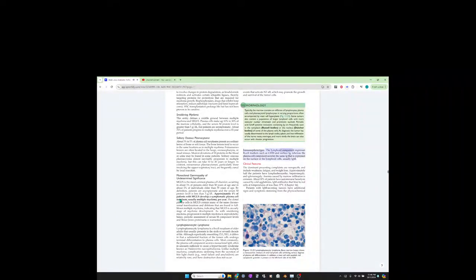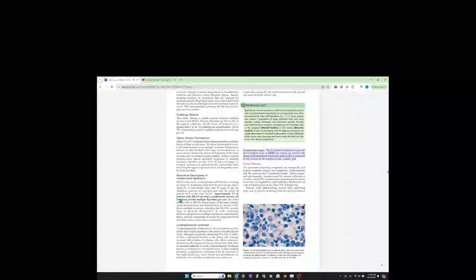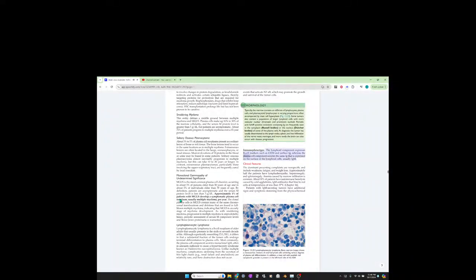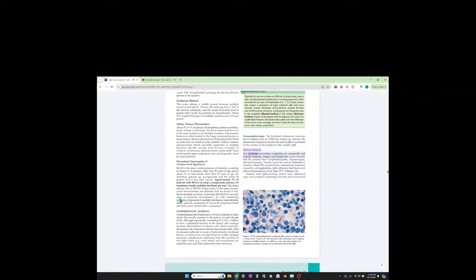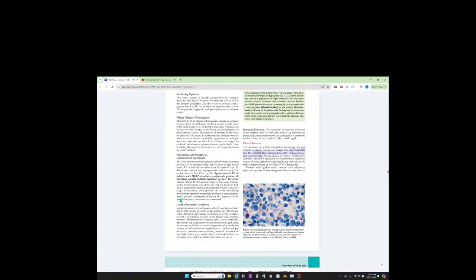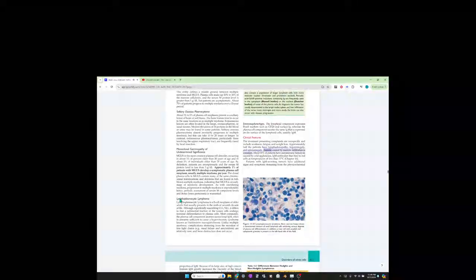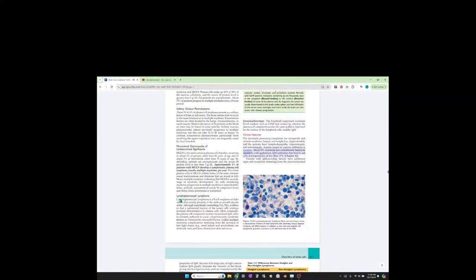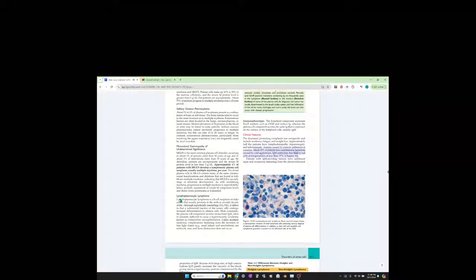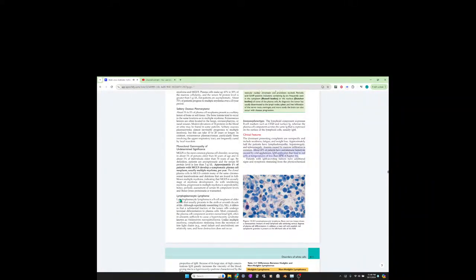Immunophenotype. The lymphoid component expresses B-cell markers such as CD20 and surface Ig, whereas the plasma cell component secretes the same Ig that is expressed on the surface of the lymphoid cells, usually IgM. Clinical features. The dominant presenting complaints are non-specific and include weakness, fatigue, and weight loss. Approximately half the patients have lymphadenopathy, hepatomegaly, and splenomegaly. Anemia caused by marrow infiltration is common. About 10% of patients have autoimmune hemolysis caused by cold agglutinins, IgM antibodies that bind to red cells at temperatures of less than 37 degrees Celsius.